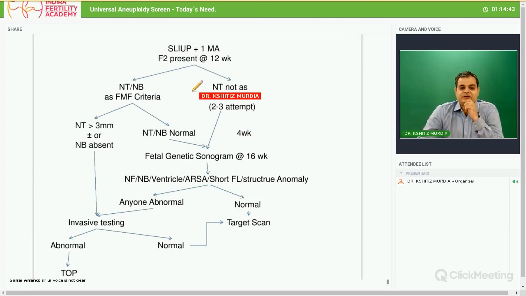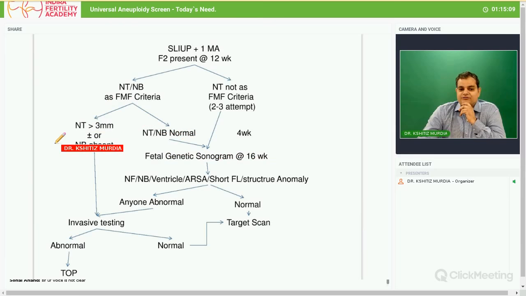For those pregnancies where there is a single live uterine pregnancy with one missed abortion and the fetus is present, do the NT test, NT scan, look for the other sonographic markers also. If NT and nasal bone are taken as per the FMF criteria and NT is normal, call the patient after 4 weeks for the fetal genetic sonogram.